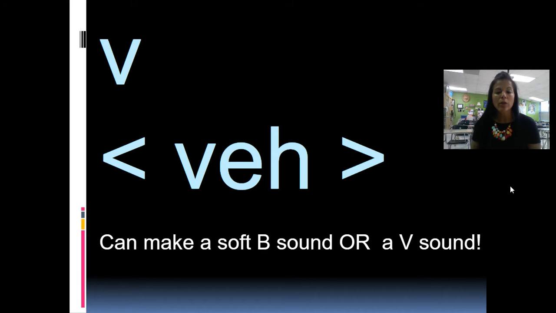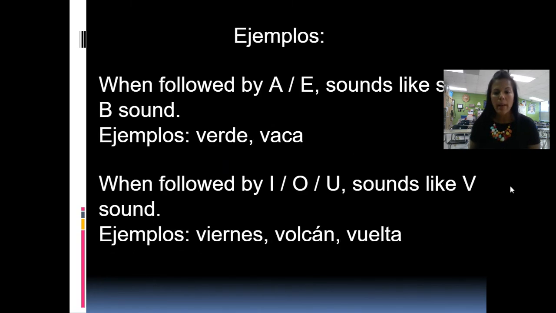Then we have ve or be. So it can make a soft B sound or a V sound. So another awkward conversation about your mouth. When we say the letter be, you're really pushing your lips together and making it come out like a harder sound. But when you say the letter ve, you're not rolling your lips around. You're just touching your lips together. It's really hard to tell the difference between the two. And a lot of Hispanics make all their V's sound like B's, but there actually are some rules for when it sounds like a soft B sound and when it sounds like an actual V sound. So I'm going to go through those. These are your examples.